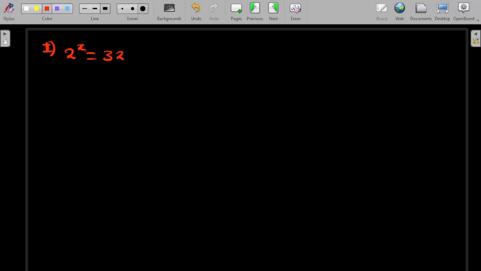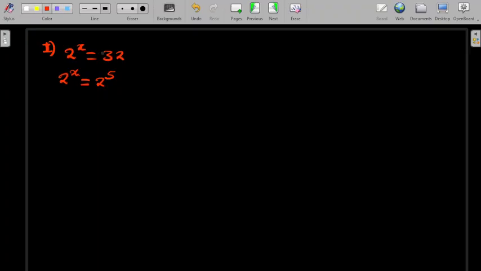Since the variable is the power here, what we're going to do is make the bases the same. So 2 to the power x, we maintain it the way it is. We say 2 to the power x equals, then we want to make the bases the same. So 32 can be written as 2 to the power 5, because remember we're making the bases the same. You look at the smallest base, which is 2. So make 32 to have the base 2 with some power.